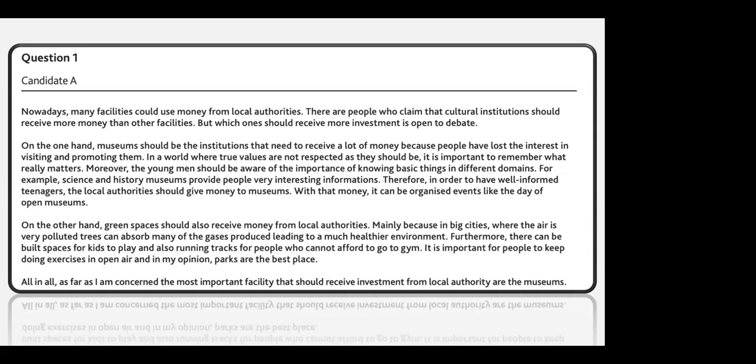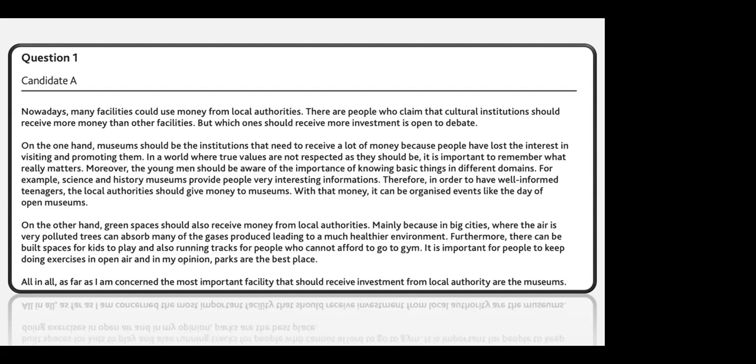In a word, where true values are not respected as they should be, it is important to remember what really matters. Moreover, the young men should be aware of the importance of knowing basic things in different domains. For example, science and history museums provide people very interesting information. Therefore, in order to have well-informed teenagers, the local authorities should give money to museums. With that money, it can be organized events like the Day of Open Museums.